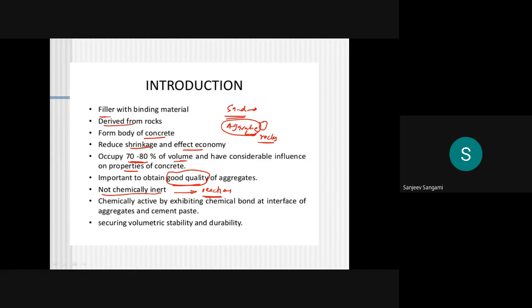So normally the bonding is going to happen between the sand, the cement, and the aggregate. Aggregate always combines with the binding material, that is cement, and forms either a mortar or a concrete. So it is almost what I said above: it is providing volumetric stability and durability.